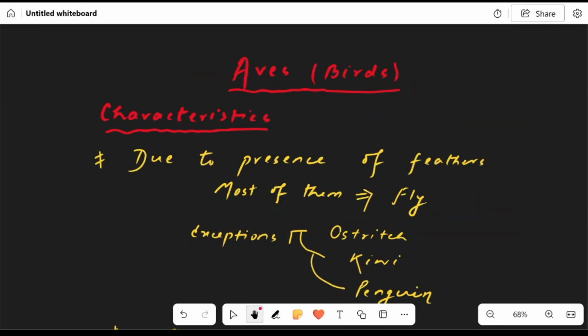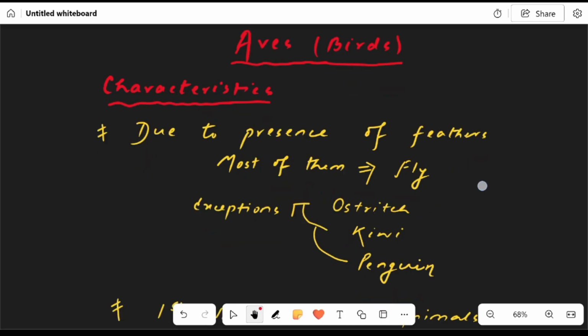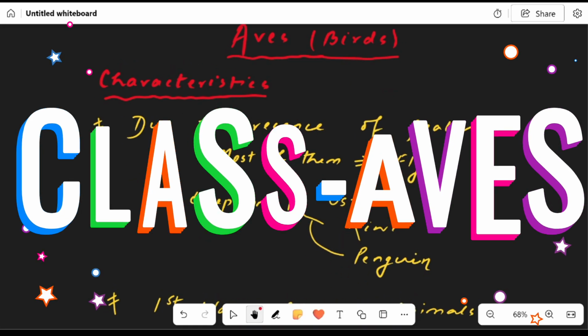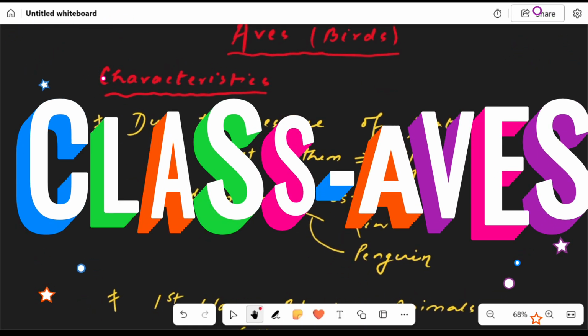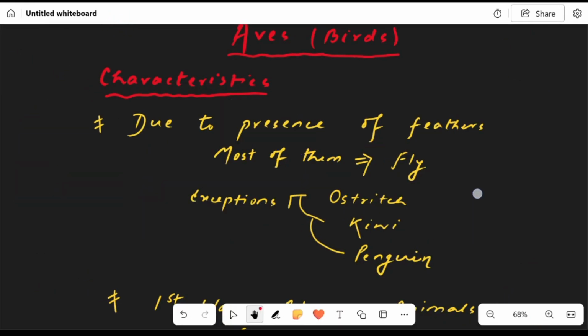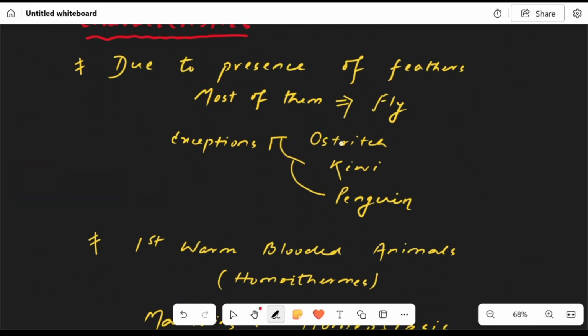In continuation with the lecture series on Animal Kingdom, today we are going to discuss about aves, birds, and then mammals. So what are the characteristics of aves or birds? They have feathers. Because of the presence of feathers, they are able to fly. The exceptions are ostrich, kiwi and penguin. They can't fly.